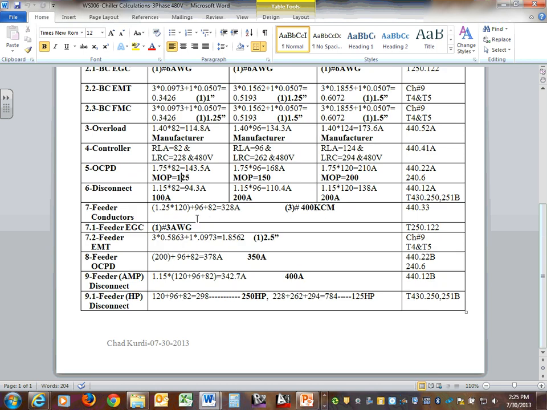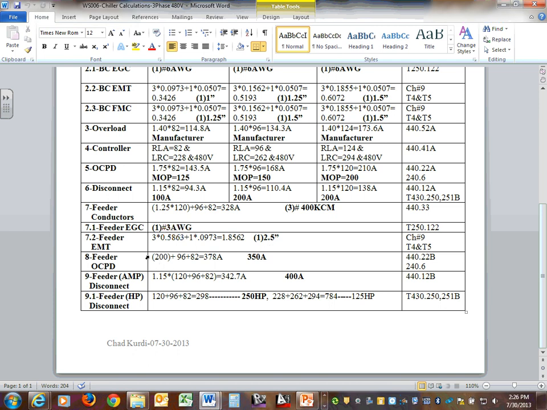Then I have my feeder. My feeder, very easy, exactly like motors, guys. It says take the largest, fattest chiller in the system, multiply by 1.25, add the full load current of the rest of them, and size your cables. Equipment ground conductor is sized based on the overcurrent protection device. Skip that one. EMT is straightforward. You take that number 400 and the equipment ground conductor and find yourself a 2.5 conduit.